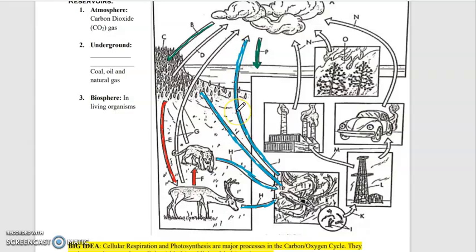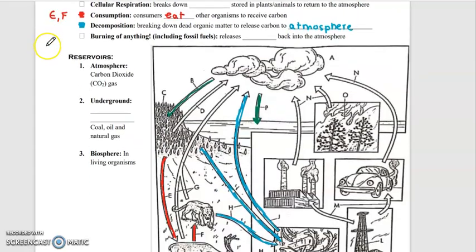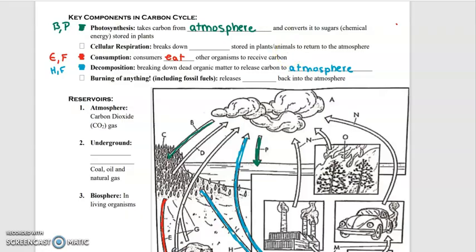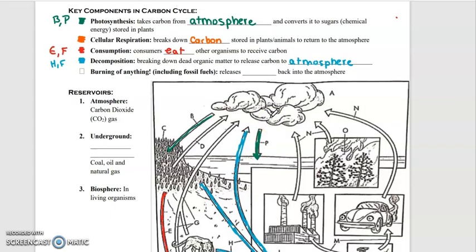And so really, what process are they doing? So I'm going to call that, was it H and J? They are doing the process of cell respiration. So that's when we break down the carbon that is stored in plants and it is returned back to the atmosphere. So let's recap one more time.